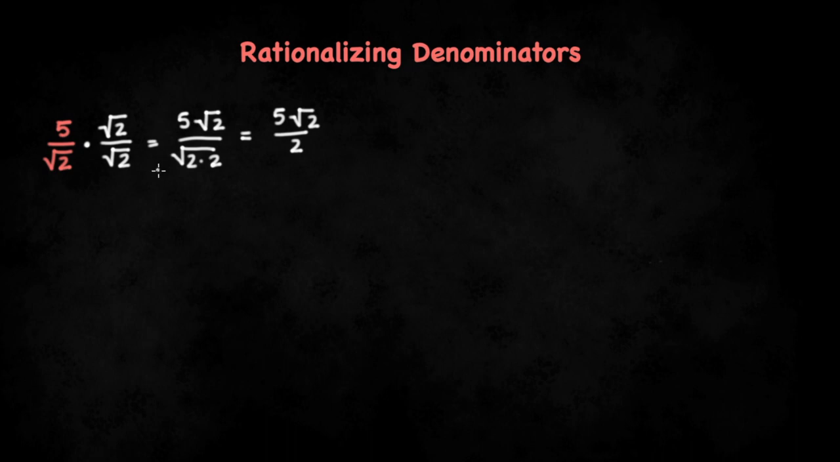Now suppose we get an answer to a problem that is a little more complicated, such as 2 over square root 3 minus square root x. If the denominator has a sum or difference of two different radicands, we need to multiply the numerator and denominator by the conjugate to remove the radicals. To find the conjugate, all you have to do is change the sign between the terms.